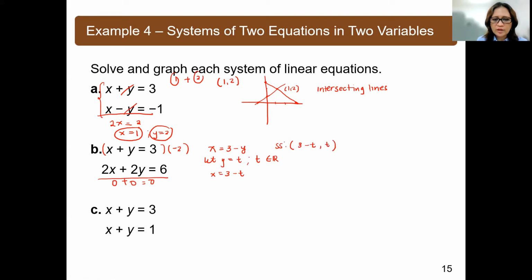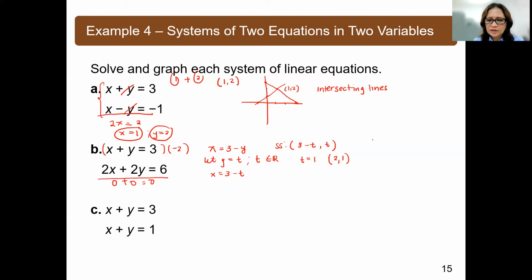Okay, so let's look for one particular solution. Let's say let t be equal to 1. If t is equivalent to 1, then x is 2 and y is 1. Now we can test this point to see if it satisfies the two equations, and it will. See here, 2 plus 1 is 3, 2 times 2 is 4, plus 2 times 1 is 2. So 4 plus 2 is equal to 6.